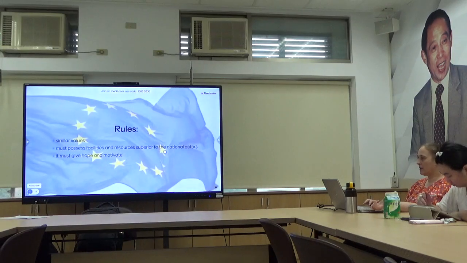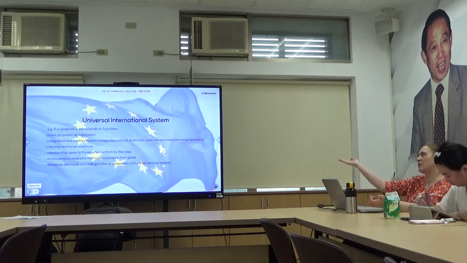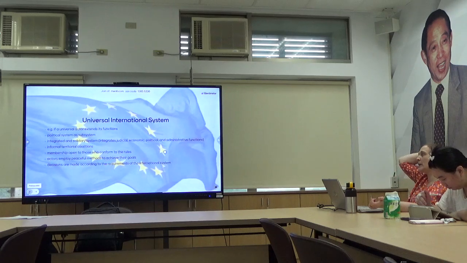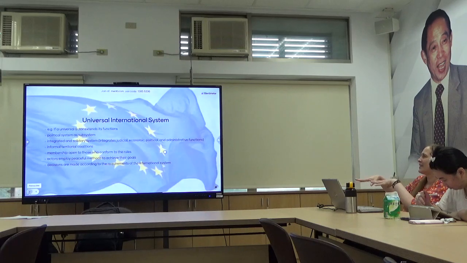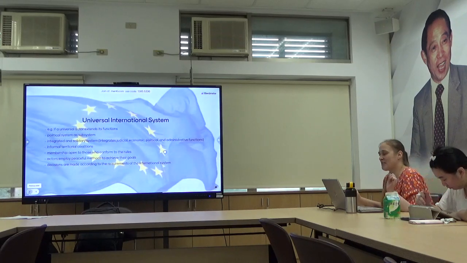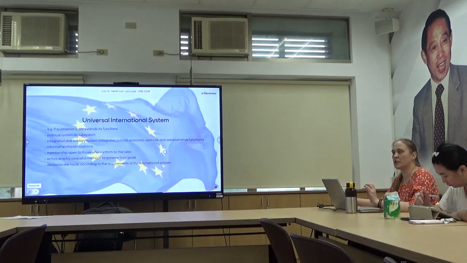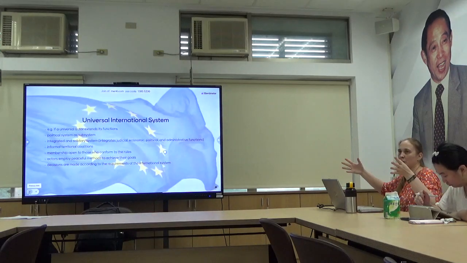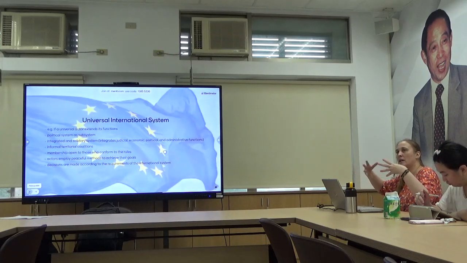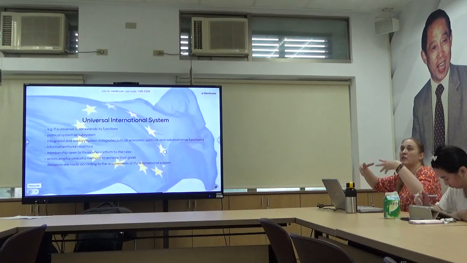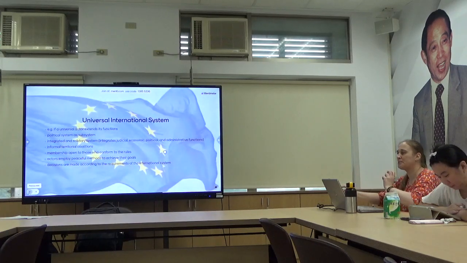And then there's the universal international system. I kind of put the EU flag here because I think the EU kind of shows what the system is a little bit, not really, like not 100%, but kind of. So a universal international system happens when the universal actor extends its function. So when there's a supranational institution and its functions become better, stronger. Okay.